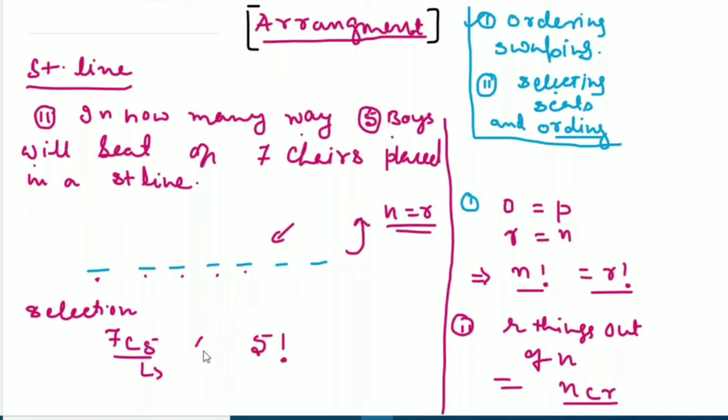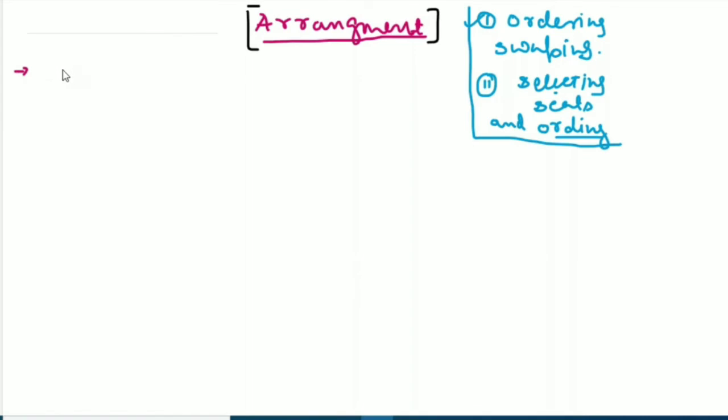5 places, 5 people will be ordered. It will be done in 5 factorial ways. And since both of them are required steps, we'll multiply them together. So in this case, it will be NCR into R factorial. This is how the thing is being built here. And whenever we have 7 boys and 5 chairs, we'll say that this arrangement straight away is not possible. Let me get into the second question.